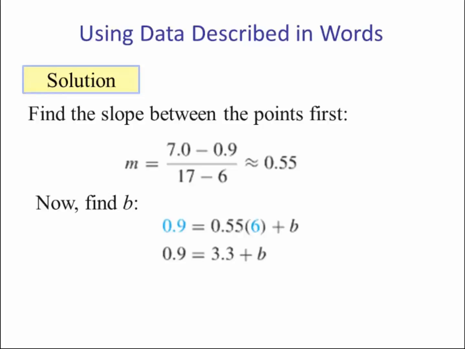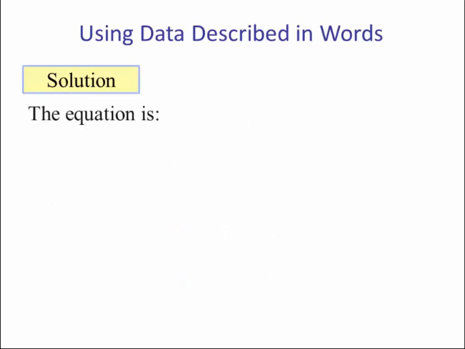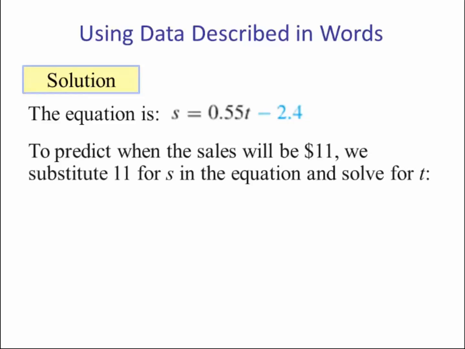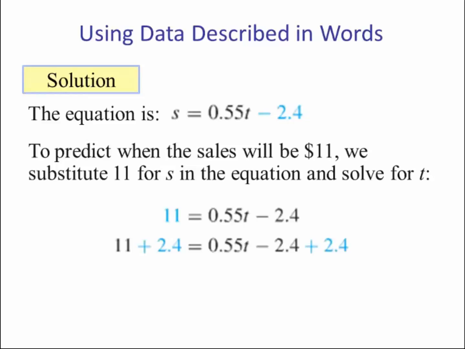Subtract 3.3 from both sides. We have b is equal to negative 2.4. So our equation becomes S equals 0.55t minus 2.4. To predict when the sales will be 11 billion, we substitute 11 in for S and solve for t. So we need to add 2.4 to both sides. This gives us 13.4 equals 0.55t.